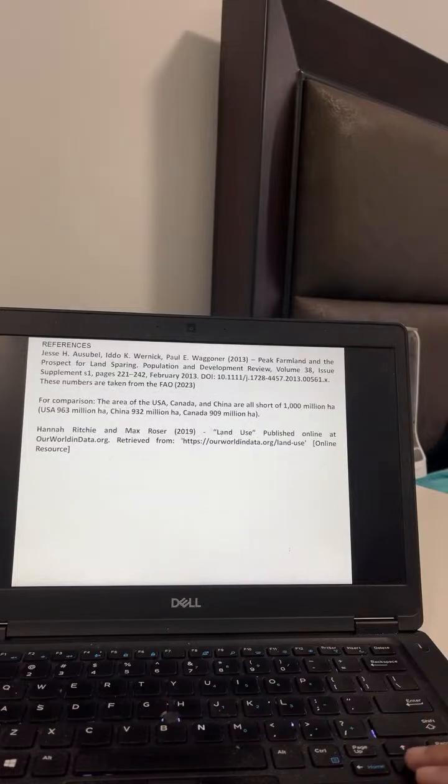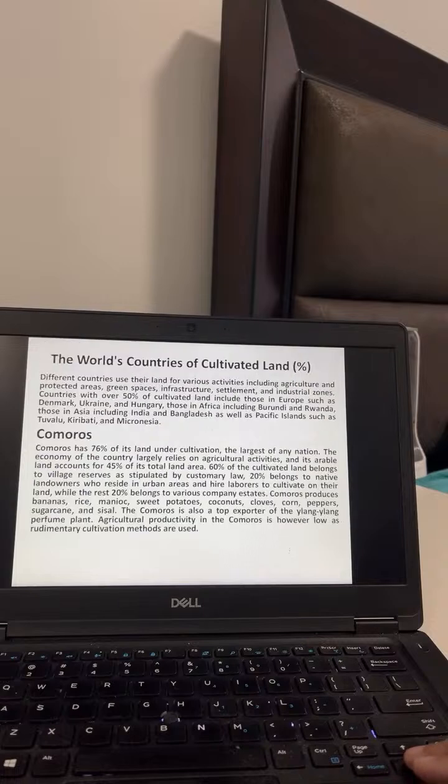The references are given in this page. The world's countries by cultivated land. Different countries use their land for various activities including agriculture and protected areas, green spaces, infrastructure settlement, and industrial zones.